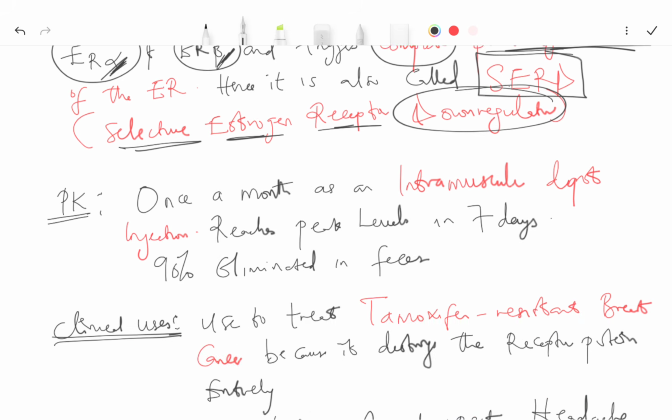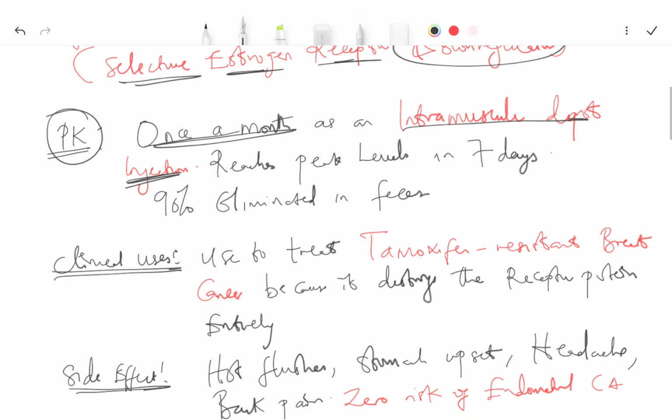How do we give it, in terms of its pharmacokinetics? It is given once a month as an intramuscular depot injection. You give it to the patient once a month, and around day 7 it approaches its peak levels. It is excreted in the feces, about 90% of the drug.